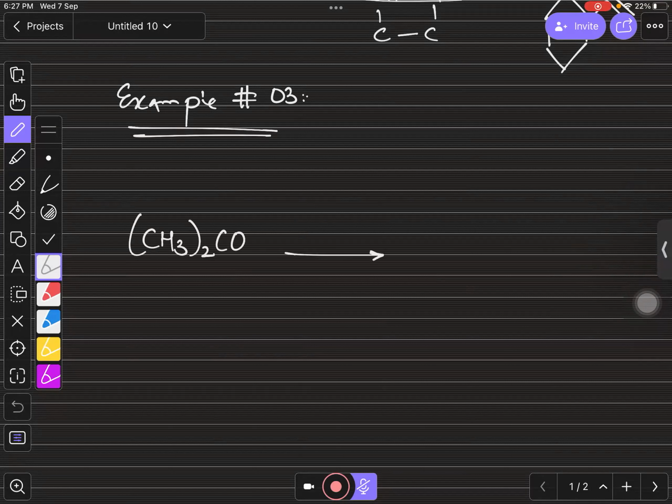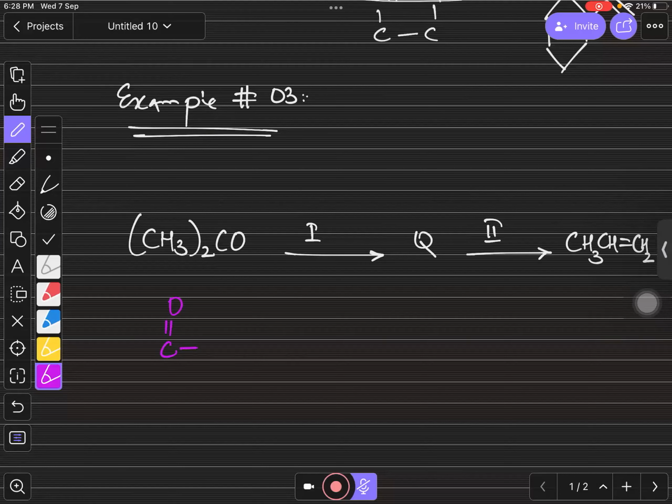You are treating this and having what? Q, right? And then you are treating it again with this Q, and you will get what? CH3 CH double bond CH2. So just look over here. This is a very good connection of the compounds. You can see this is what? C double bond O, and on both sides we have CH3. That means it is a ketone.